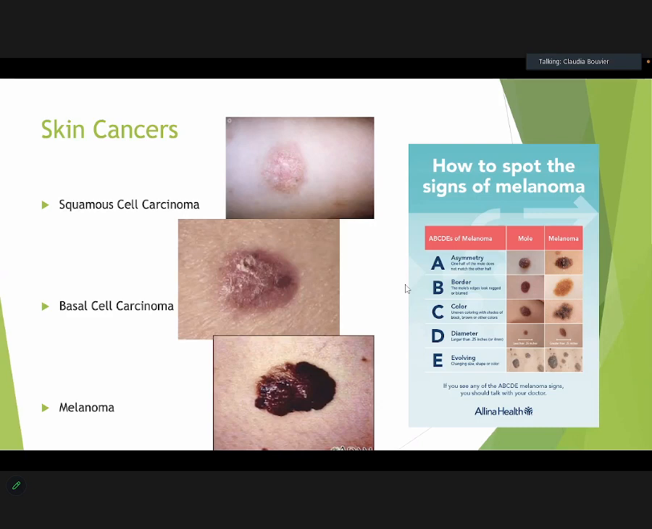The next one would be a basal cell carcinoma, and these tend to be a little bit darker, slightly more raised. These are usually non-malignant, so they won't spread, but they do need to be removed, and it can be a precursor to melanoma. The last is melanoma.